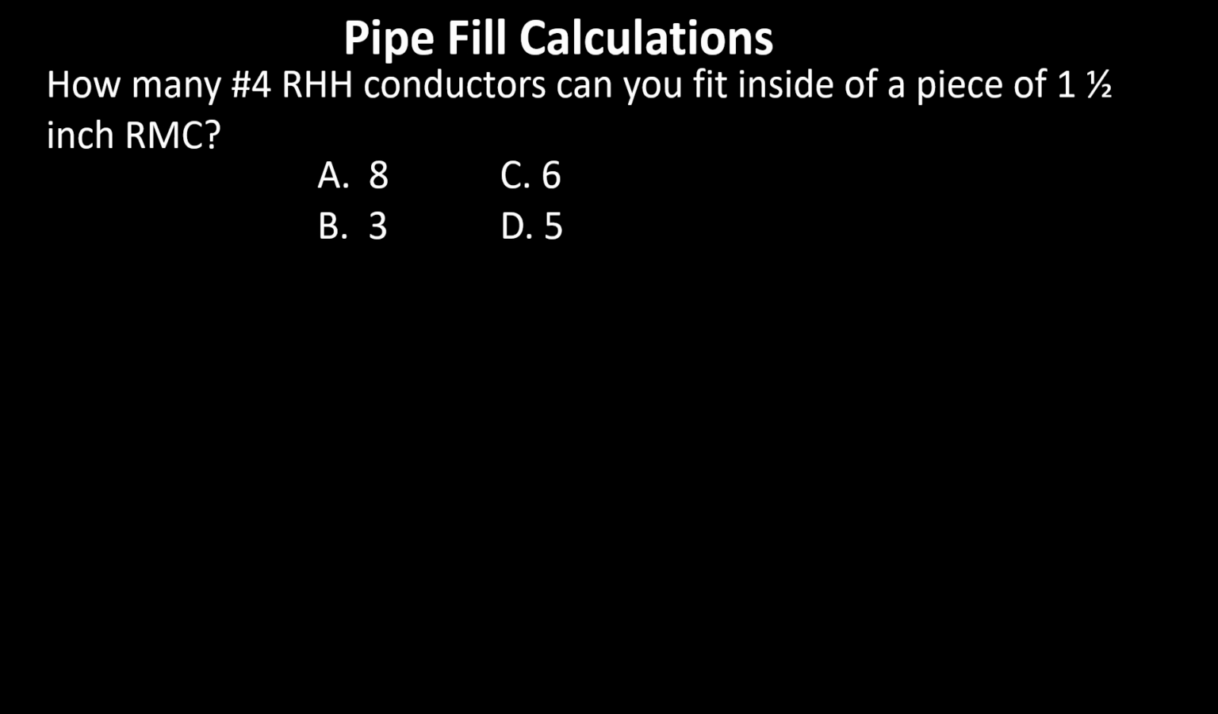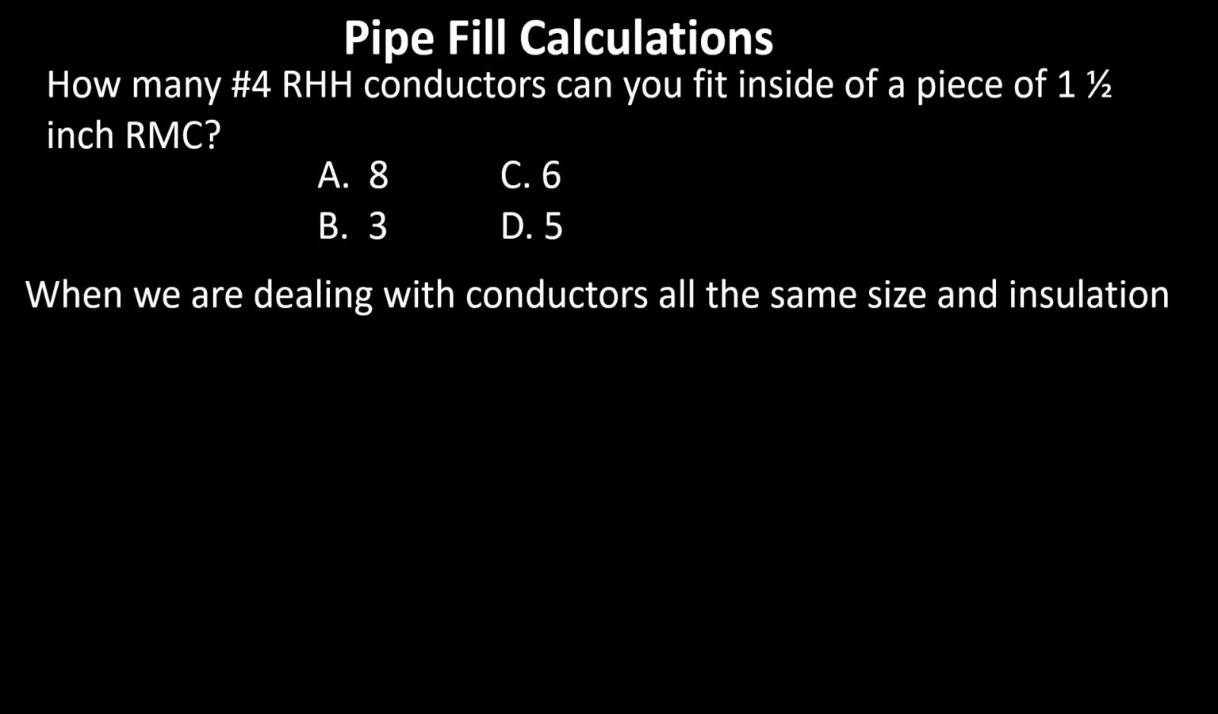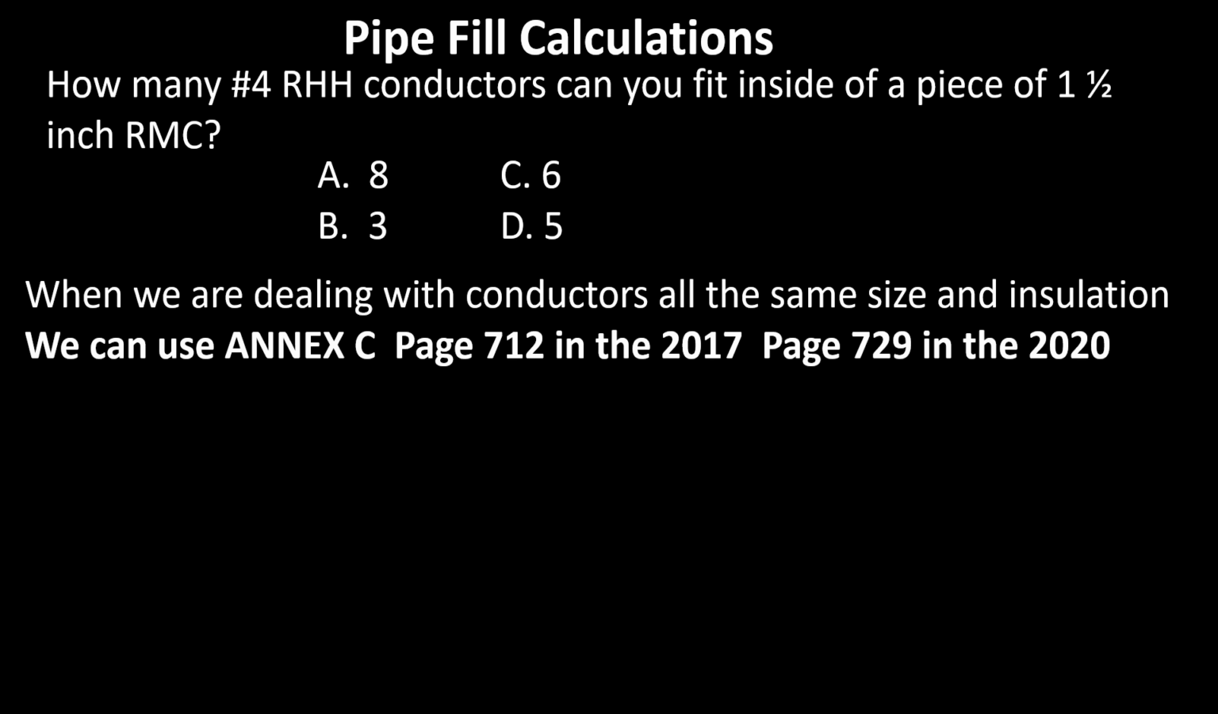Okay, let's start all over. How many number 4 RHH conductors can you fit inside of a piece of 1.5 inch RMC? So the first thing that we're going to do is head to our NEC tab. And if you do not have that, if your state allows you to make your own tabs, just make your own NEC tab. So we head to NEC. We're going to find our type of pipe. We're going to make sure that the asterisk is not listed next to the RMC. Then we're going to find our page number, and we're going to flip there.